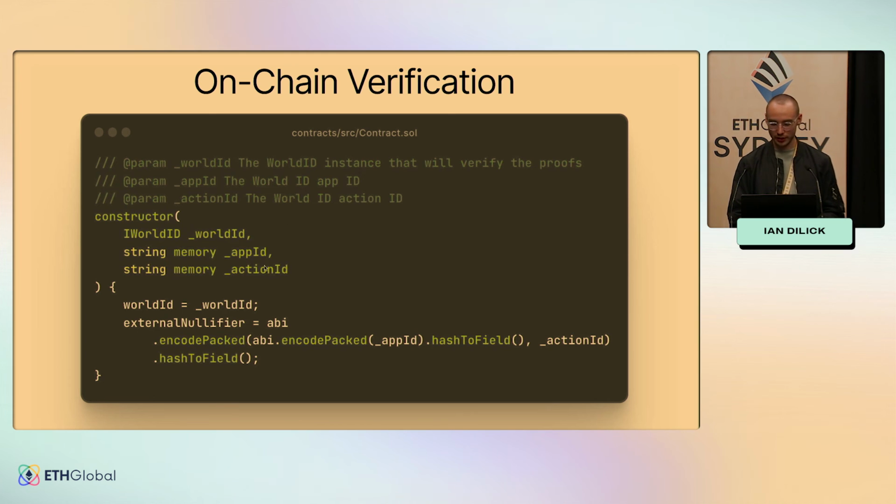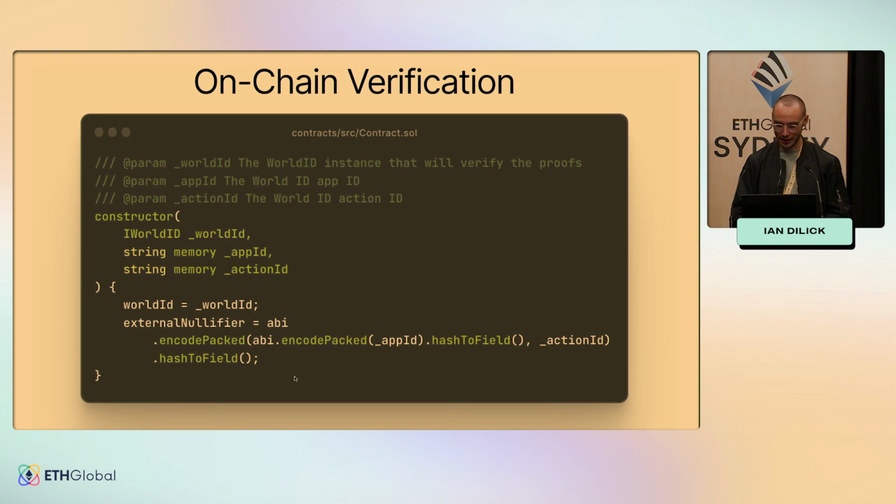And then you can set the app ID and action ID in your constructor to save gas if there's only one action that you want your users to perform. Most use cases will do this, but you can also pass in the action ID as part of the function call data if you have a situation where you need multiple actions to be generated on the fly, for example.